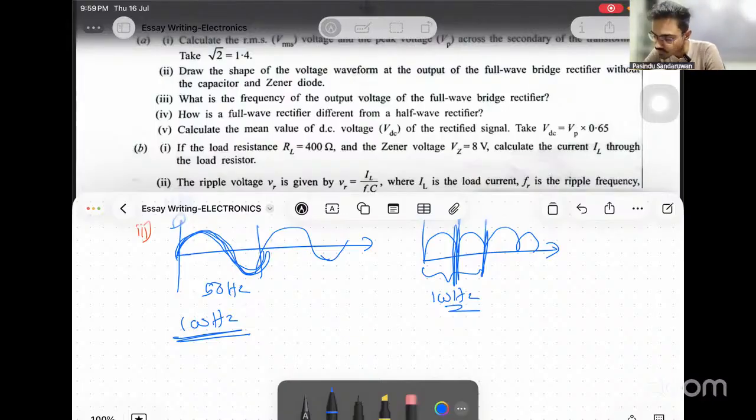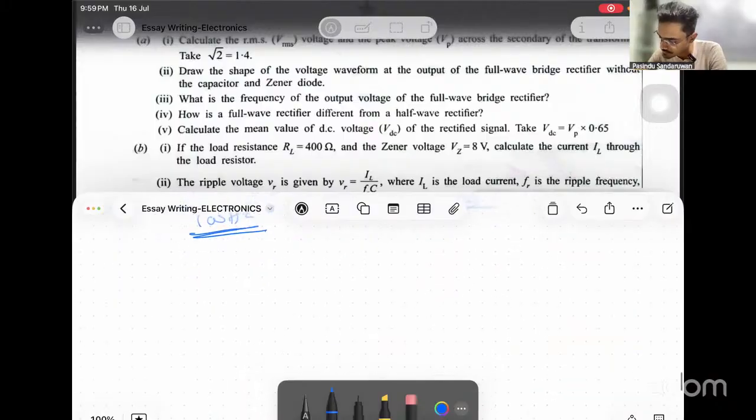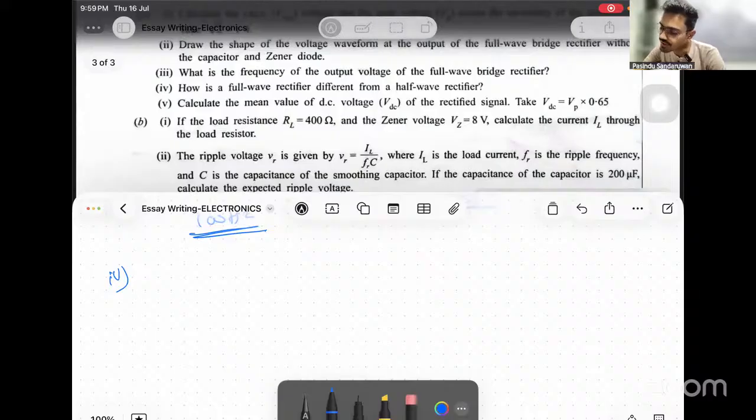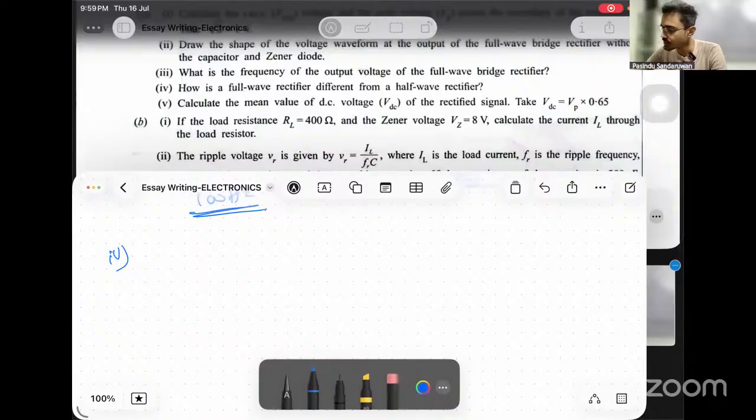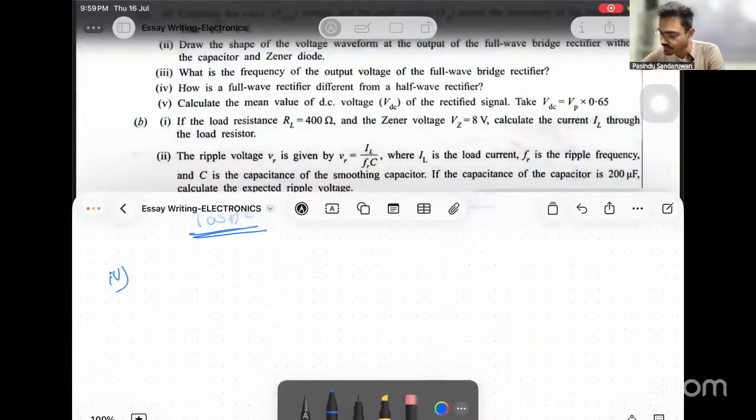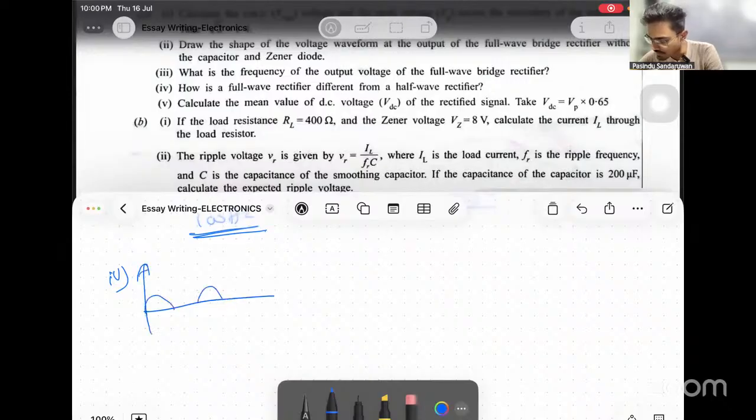Next, 4. How is a full wave rectifier different from a half wave rectifier? In a half wave rectifier, the output you are getting is this. Like this. Exactly half of the wave is cancelled off.